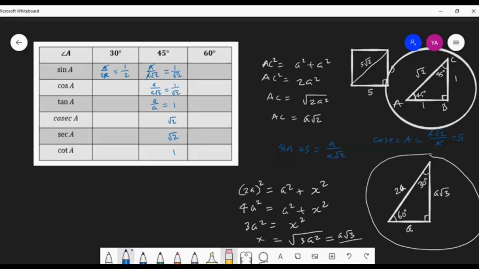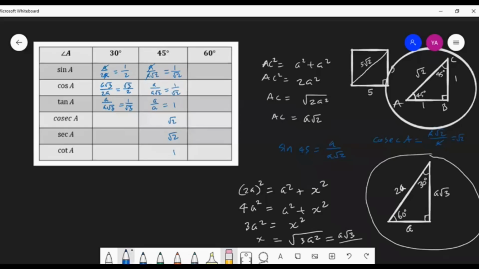Okay. So from this triangle, can you say what is cos 30? a root 3 by 2a. Yes. Can you simplify this? Root 3 by 2, correct? Okay, so next one is tan 30 from this triangle. Tan 30 is a by a root 3. Yes. So simplify: 1 by root 3.